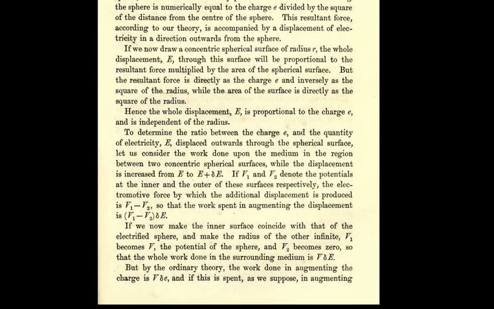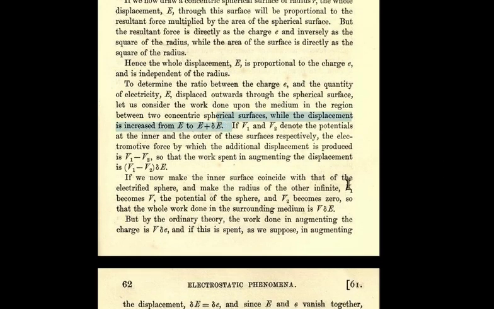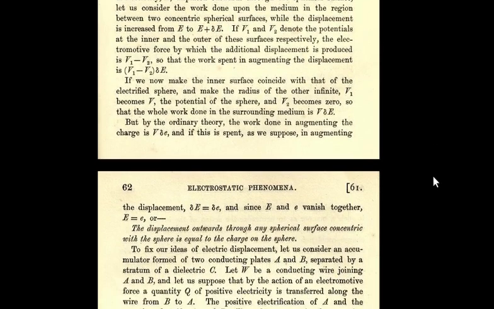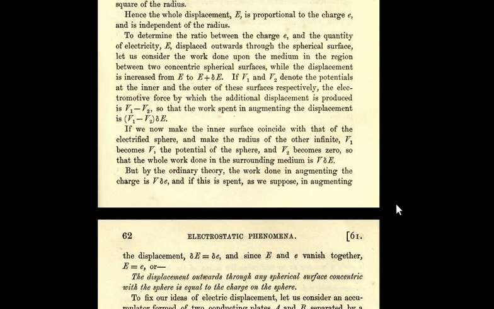To determine the ratio between the charge E and the quantity of electricity E displaced outwards through the spherical surface, let us consider the work done upon the medium in the region between two concentric spherical surfaces, while the displacement is increased from E to E plus delta E. If V1 and V2 denote the potentials at the inner and the outer of these surfaces respectively, the electromotive force by which the additional displacement is produced is V1 minus V2, so that the work spent in augmenting the displacement is the difference of V1 and V2 multiplied by delta E.